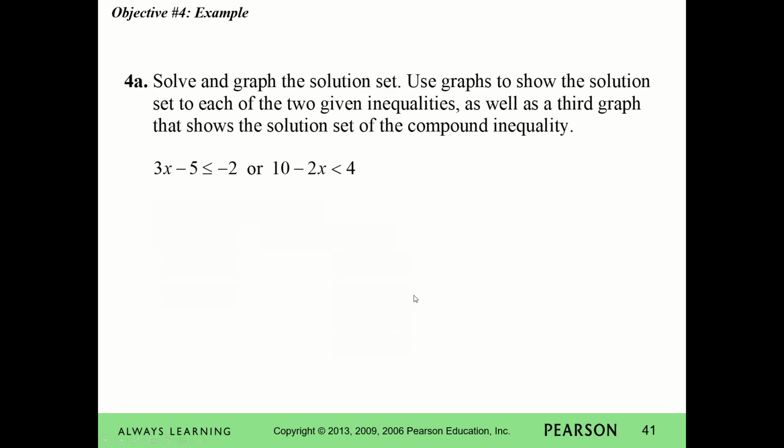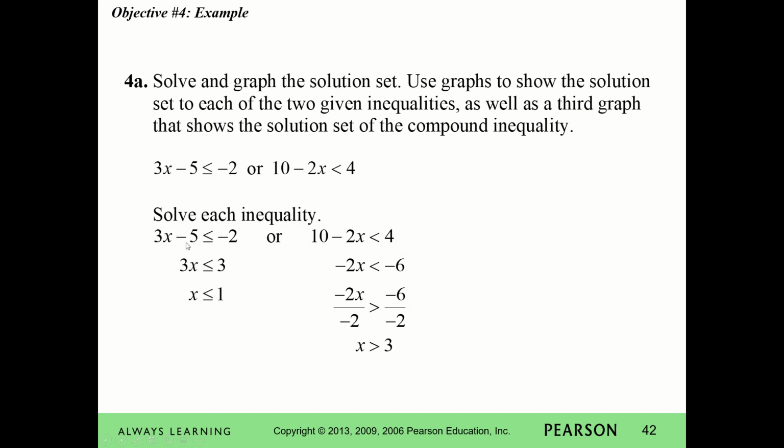Let's try another OR problem. We would use the graphs, right? So we have 3x minus 5 is less than or equal to negative 2, or 10 minus 2x is less than 4. In this case, we want to solve each of them separately, graph their intervals, and see what they have. Not what they have in common, because it's an OR problem, so just combine them. So we have 3x minus 5 is less than or equal to negative 2. In order to solve this one, we're going to add 5 to both sides, then divide both by 3, and you get that x is less than or equal to negative 1.